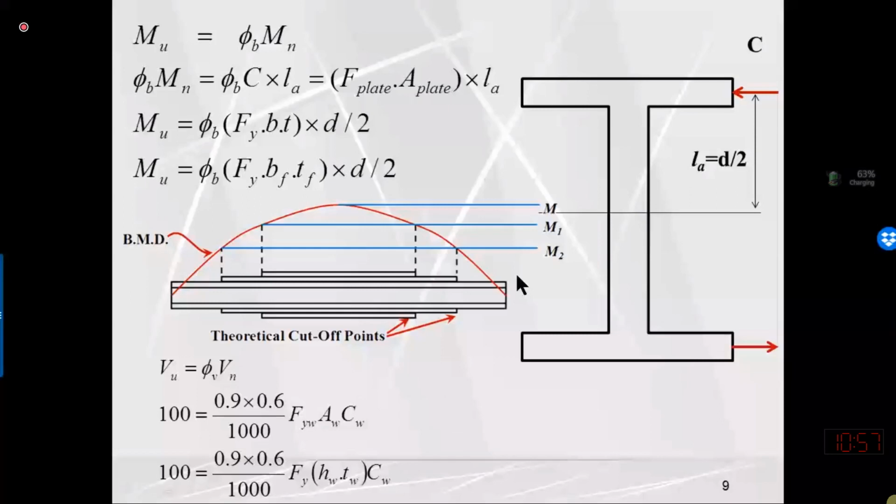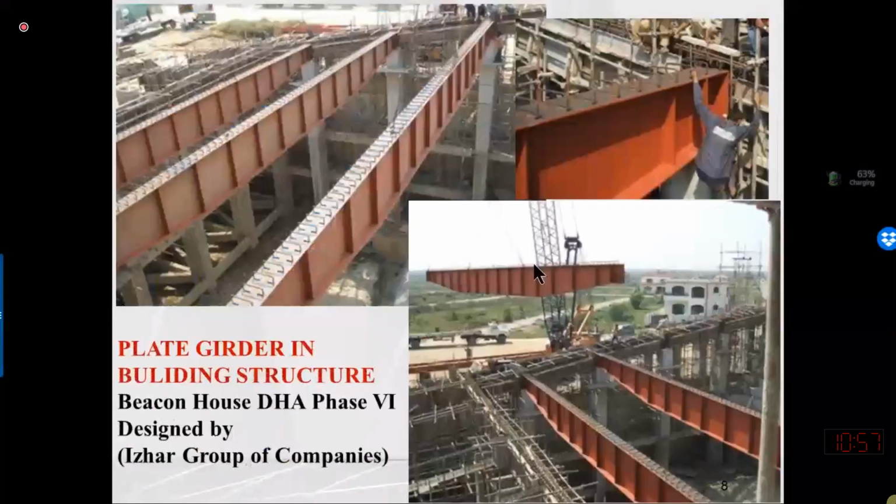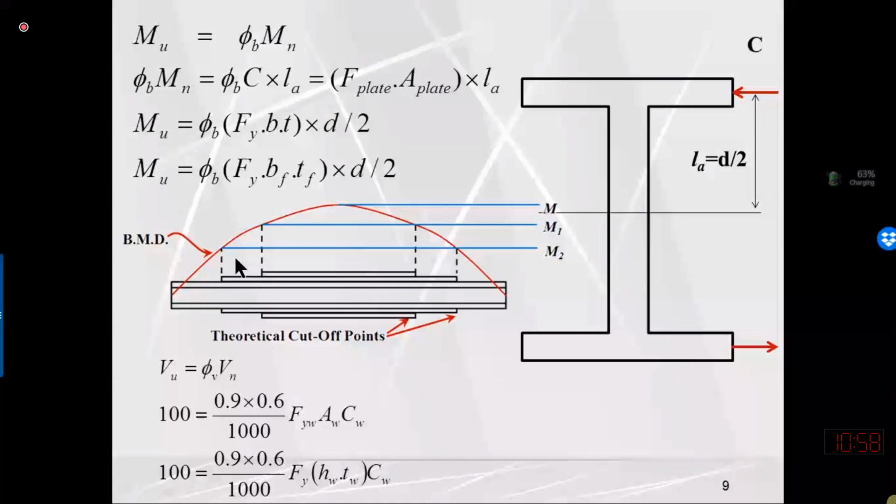So we need some web depth at the end, because at the end we are having shear force. So we need some minimum depth of the web at the end to satisfy the applied shear. So it means that we can also optimize the plate girder based upon the shear force and bending moment diagram along the length. And similarly, we can compute the depth of the web by using this equation.